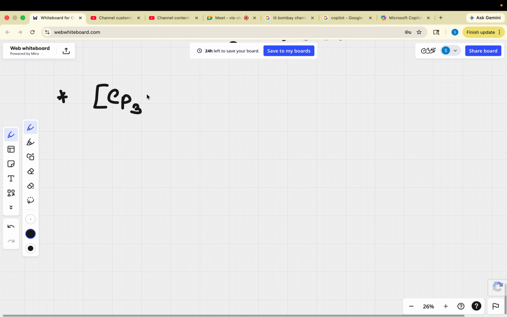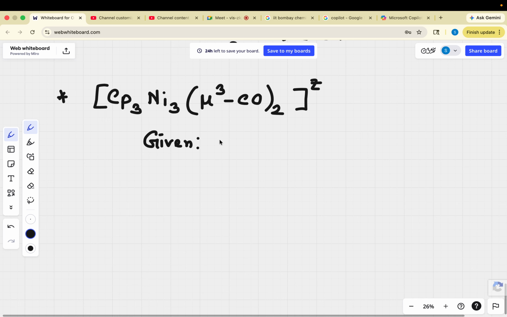Now the next question. Suppose you have this Cp3, Ni3, mu3, CO whole to the power z. Here they have given one piece of data: you have 3 nickel-nickel bonds. So find out the z value.